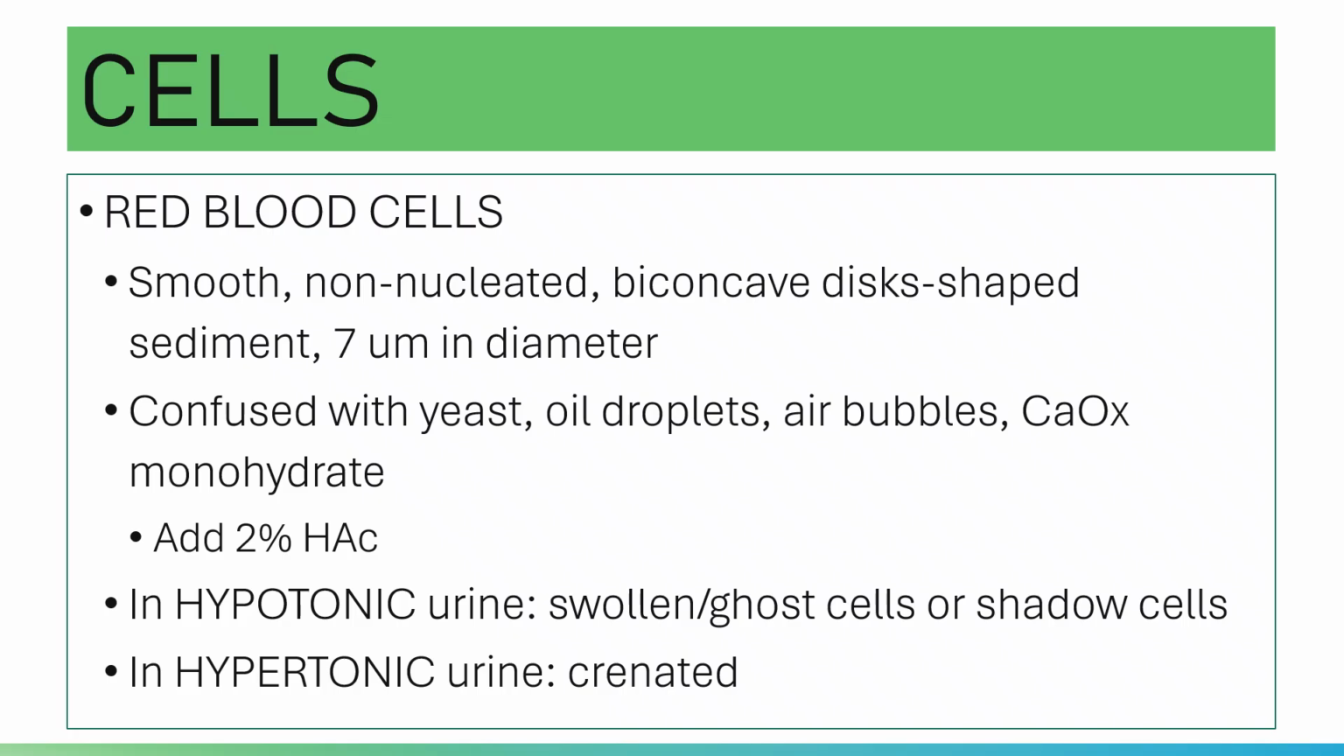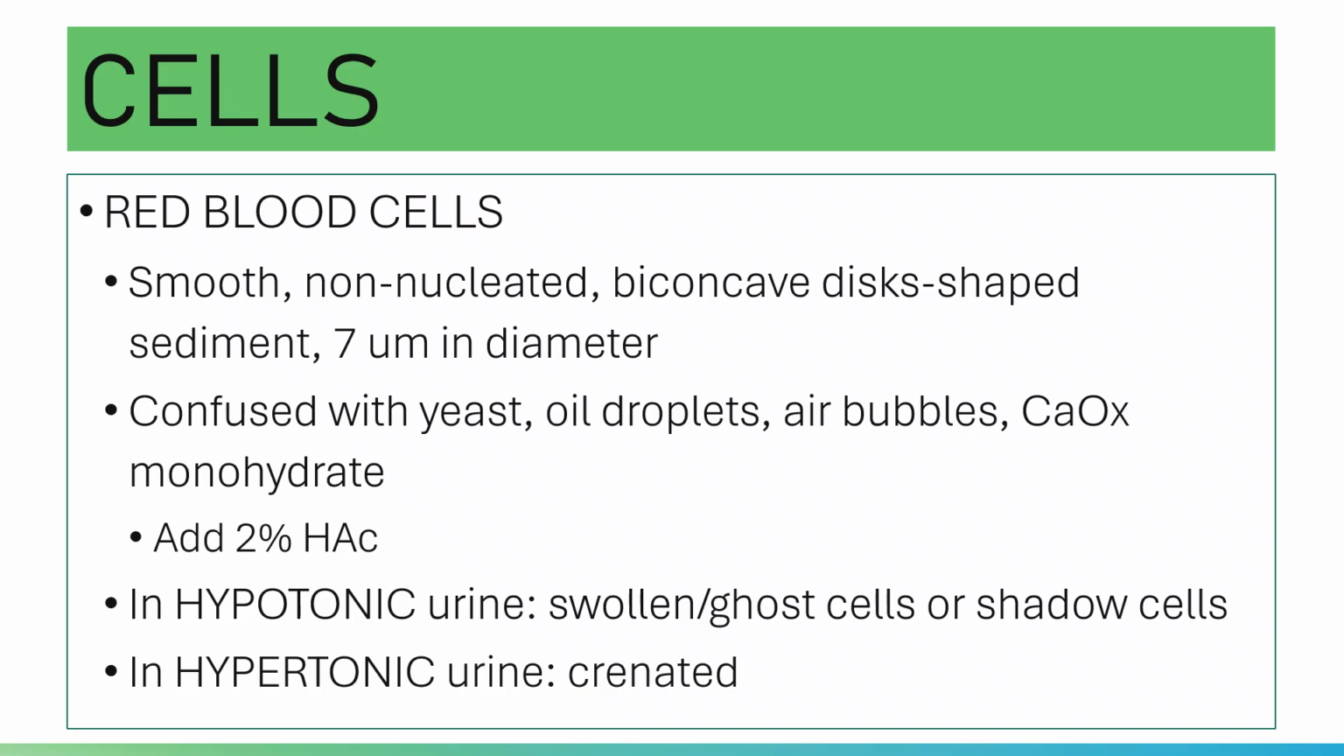Please note that in a not fresh urine sample, erythrocytes may appear as faint colorless circles, which are referred to as shadow cells. They become shadow cells because the hemoglobin may dissolve out.